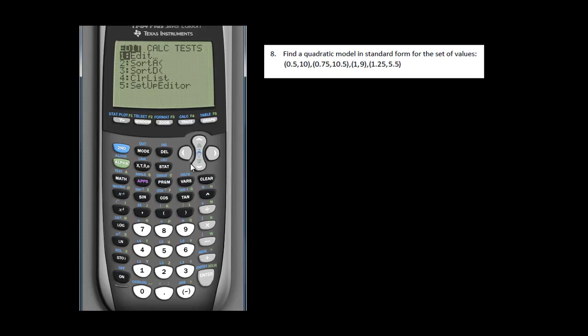So go to Stat, Calc 5, go down to Calculate. So you get A being -16, B being 22, and C being 3. So the model will be f of x equals -16x squared plus 22x plus 3.